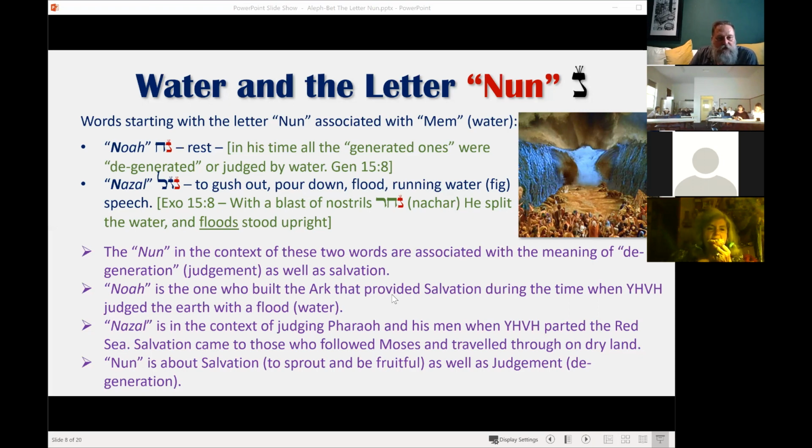The second word is Nazal, Nun Zayin Lamet, that means to gush out, to pour down, flood or running water. Figuratively, it means speech or speaking. Now, this word is found in Exodus 15, verse 8, that says, with a blast of his nostrils, he split the water, and floods stood upright.